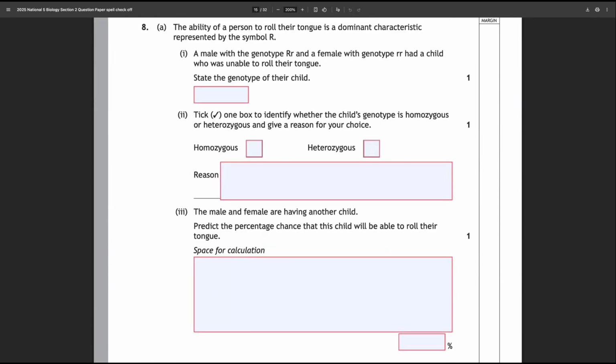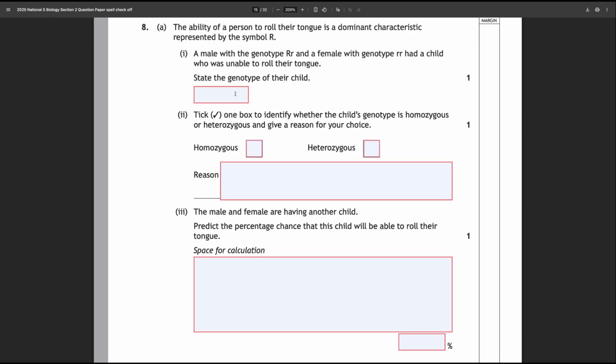Question 8 says the ability of a person to roll their tongue, rolling again, we get this all the time in exam papers, is a dominant characteristic represented by the symbol capital R. So part 1, a male with the genotype capital R small r and a female with the genotype small r small r had a child who was unable to roll their tongue. State the genotype of this child.